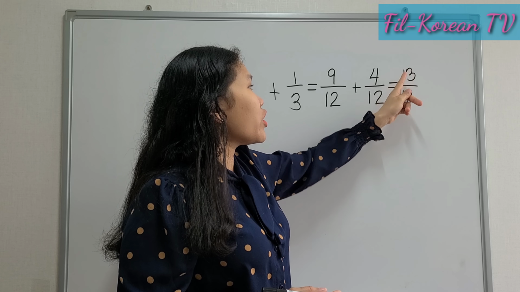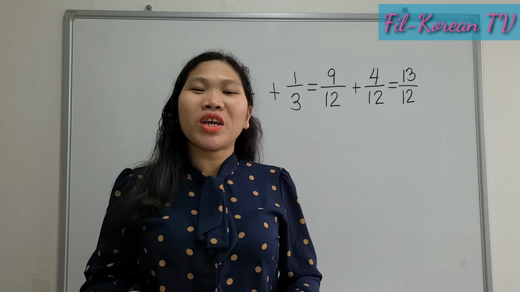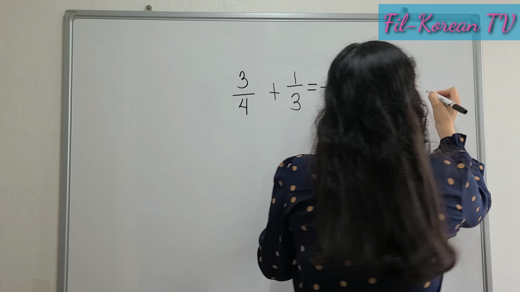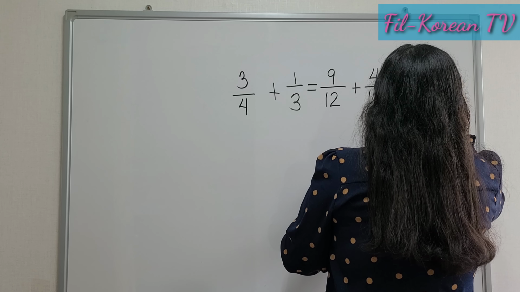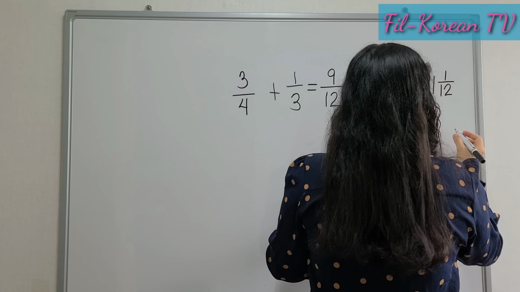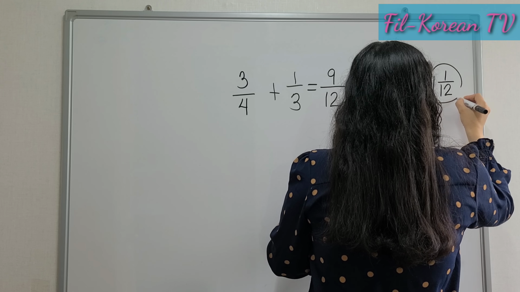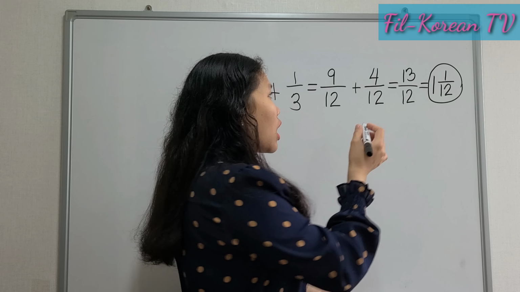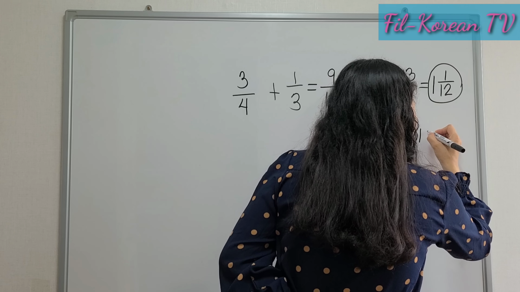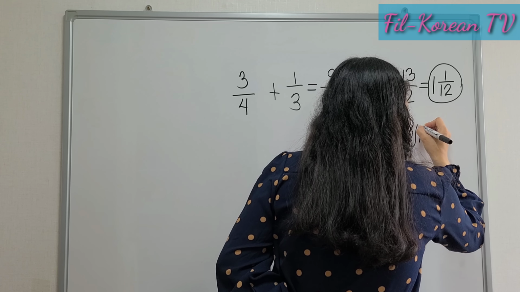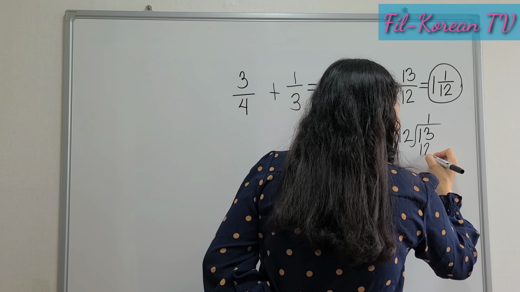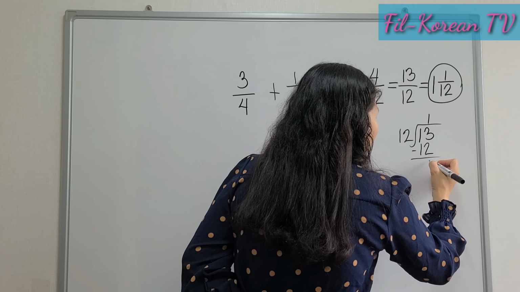So we will divide 13 by 12. And of course, we can divide it mentally. 13 divided by 12 is 1. And the remainder is 1. So the answer is 1 1/12. But I will show you how to arrange these numbers. So 13 divided by 12, the answer is 1, and 1 times 12 equals 12, 13 minus 12 equals 1.